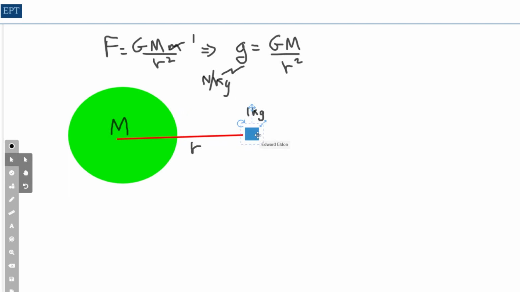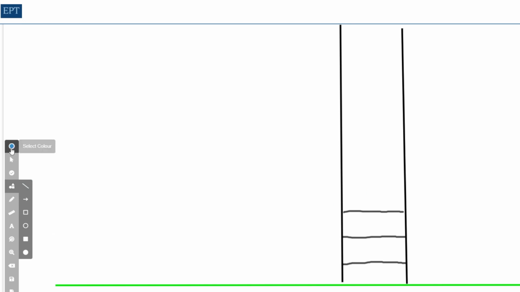One thing we are particularly interested in is to know how much extra energy, or how much energy we will have to use to take the 1 kilogram out from 1 R to a new R. And obviously, we're going to be putting energy in because we're working against a gravitational field.